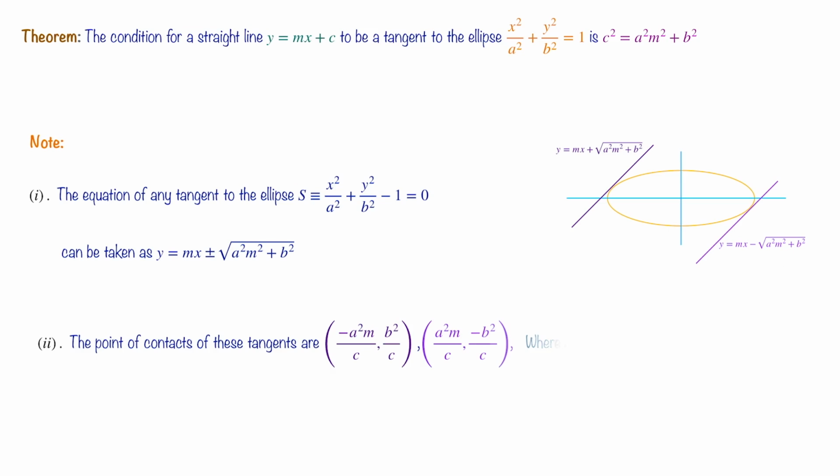And the points of contact for these tangents: for the tangent y = mx + √(a²m² + b²), the point of contact will be (−a²m/c, b²/c). And for the tangent y = mx − √(a²m² + b²), the point of contact will be (a²m/c, −b²/c). Here, obviously, we know the relation is c² = a²m² + b². This is how c is related to a, m, and b.